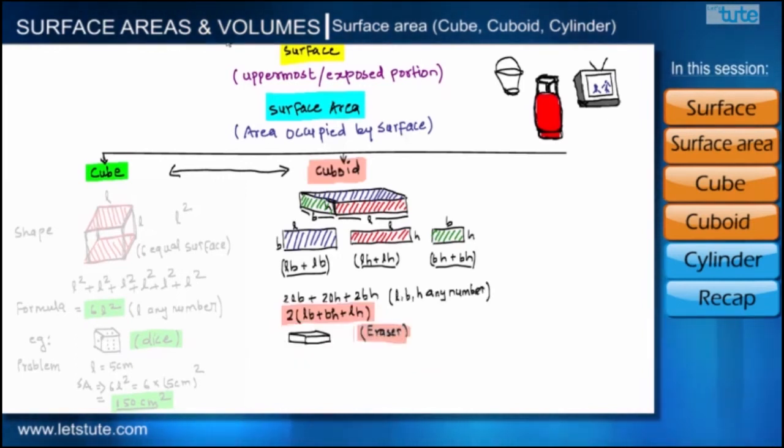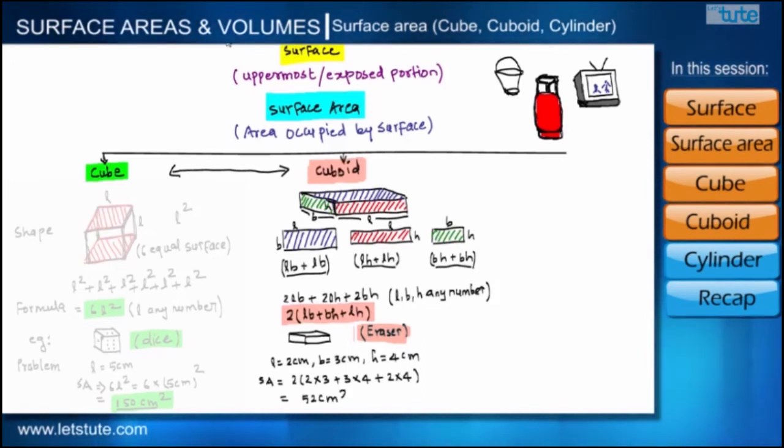An eraser is the best example of a cuboid. Let us solve a problem based on this formula. Suppose I am having an eraser having length L as 2 cm, breadth as 3 cm and height as 4 cm. Then what would be the total surface area of this eraser? 52 cm square. So we have got the total surface area of an eraser having length 2 cm, breadth 3 cm and height 4 cm.